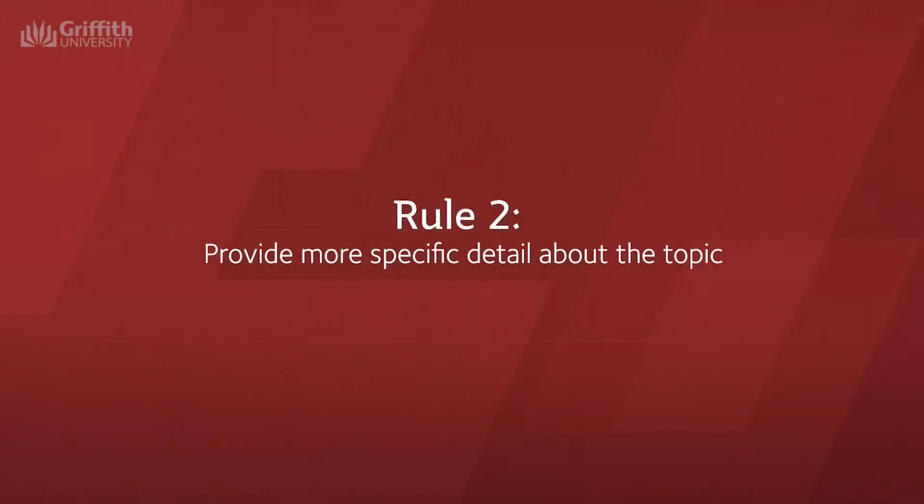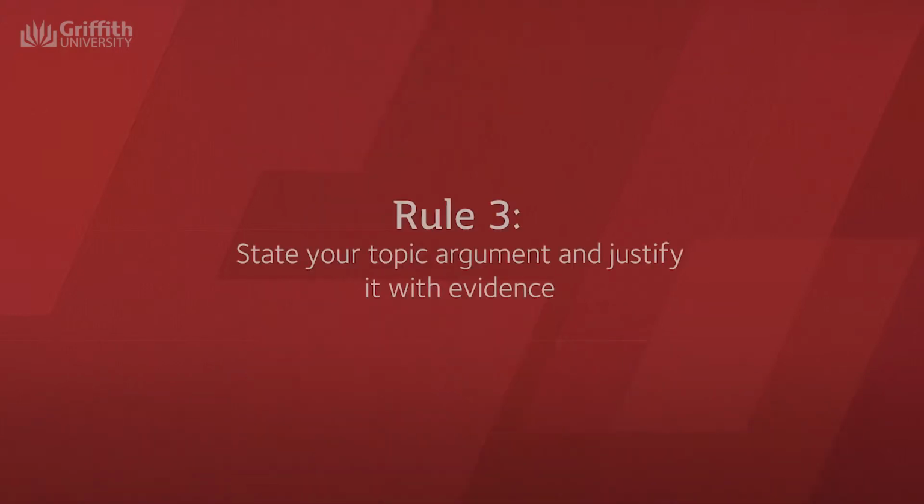Rule number 2, provide more specific details about the topic. Next, you're going to provide a bit more context for the reader by giving them some more specific detail about the topic. Now this might involve providing some further explanation about the topic, such as giving a definition, or more clearly explaining how the topic of the paragraph links into the essay topic. By contextualizing the topic, what you're doing is giving the reader a bit more information about the paragraph and what you're going to be talking about, while also showing the reader how it relates to the essay topic.